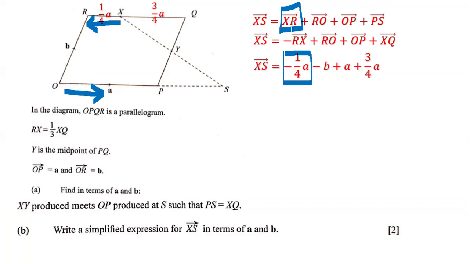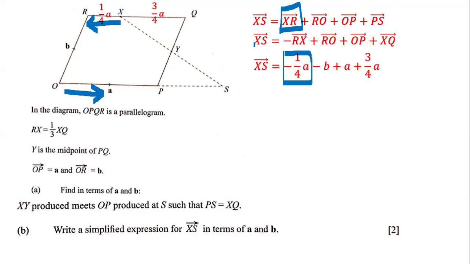And so that's why we have a negative RX. We could say, okay, RX, we're going from R to X, but we're not really going from R to X because we're going in the opposite direction. So that's why we put the negative sign right there. The opposite direction accounts for the negative sign. So negative 1 over 4A, that's what XR is. That's what negative RX is. Again, we're going from X to R, in the opposite direction from RX.